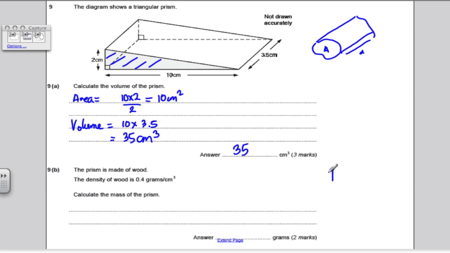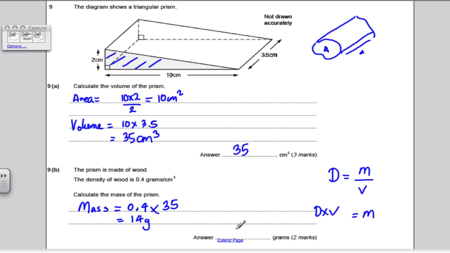Well, we should know that density is given by the formula mass divided by volume. So if you want to work out the mass in particular, the mass must be the density times the volume, rearranging this equation. So the mass in this case must be the density, which they've given us in grams per centimetre cubed, 0.4, multiplied by our volume, which we've got in the top part, which is 35. So you multiply these together and you get an answer of 14, and the unit is grams. So 14 grams.